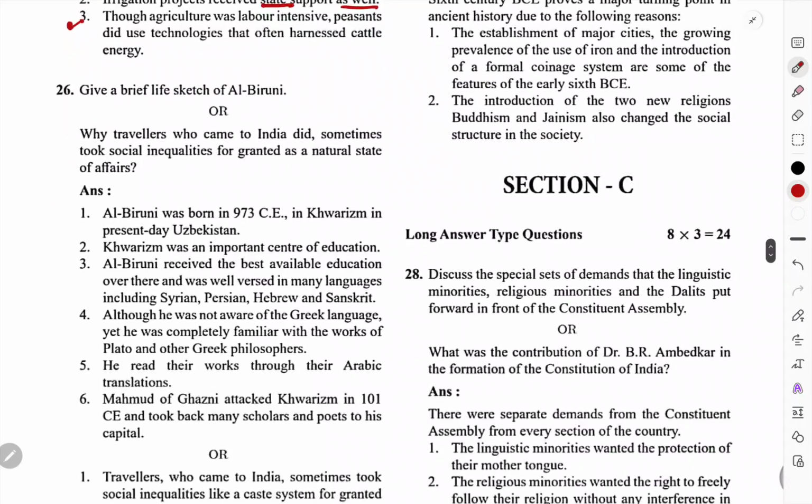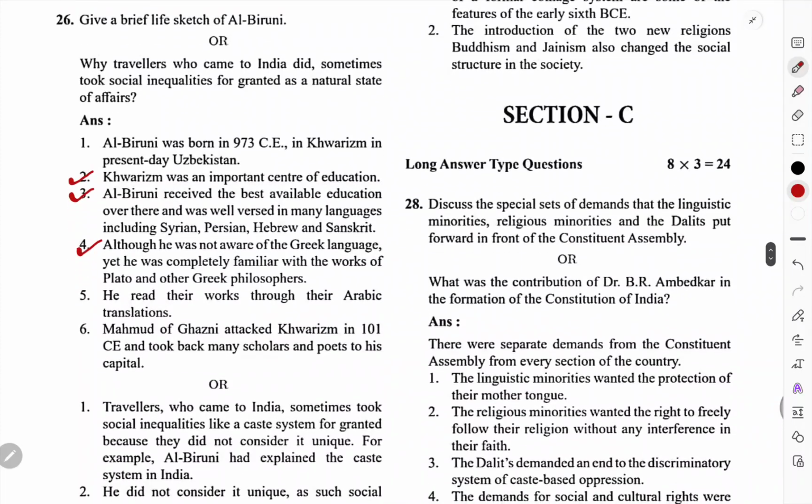Question number 26. Give a brief sketch of Al-Biruni. Al-Biruni was born in 973 CE in Khwarazm in present-day Uzbekistan. Khwarazm was an important center of education. Al-Biruni received the best available education over there and was well versed in many languages including Syriac, Persian, Arabic and Sanskrit. Although he was not aware of the Greek language, yet he was completely familiar with the works of Plato and other Greek philosophers. He read their works through Arabic translation. Muhammad of Ghazni attacked Khwarazm in 1017 CE and took back many scholars and poets to his capital.